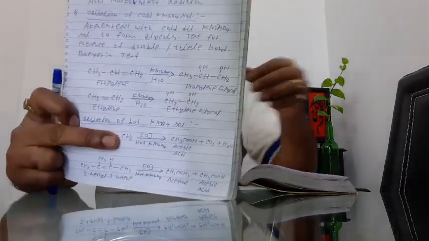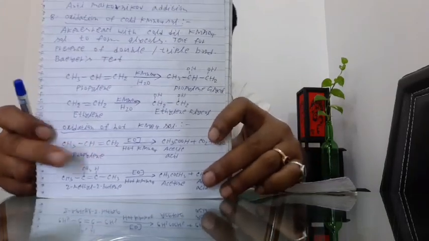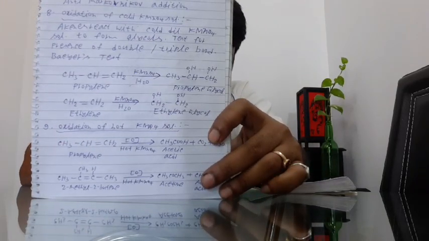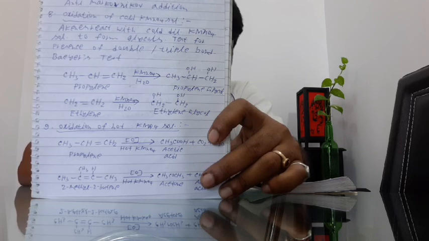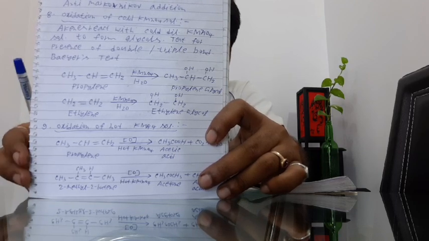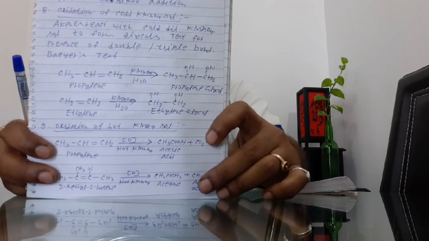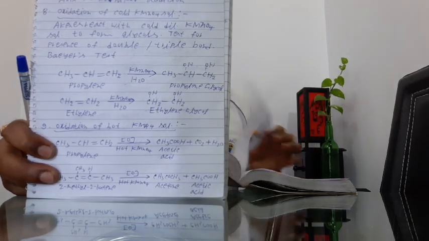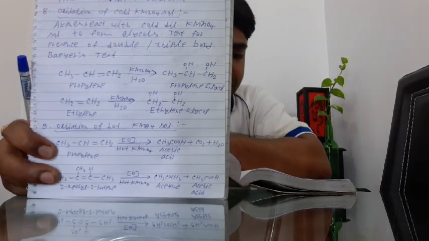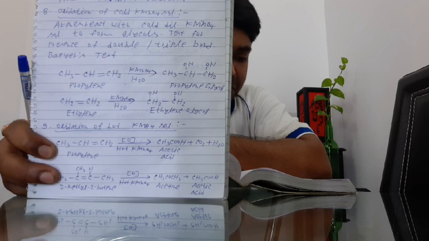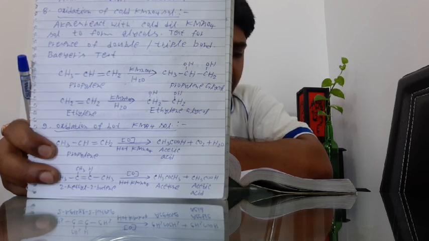First example, in case of ethylene, when it reacts with cold potassium permanganate solution, it is converted to ethylene glycol. And when propylene reacts with cold KMnO4 solution, it is converted to propylene glycol. It is known as the Baeyer test.